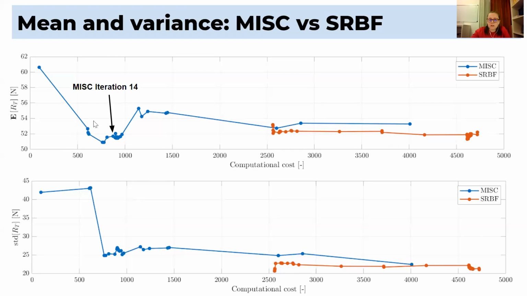Instead, when we look at the red curve, the results for SRBF, we see that there is a quite high computational cost at the very beginning. This is due to the fact that the initial training set consists of these 5 points per fidelity level, so we have an initial computational cost quite large. And then we can focus on this region here where you see this cluster of points. The convergence is oscillatory a little bit, let's say.